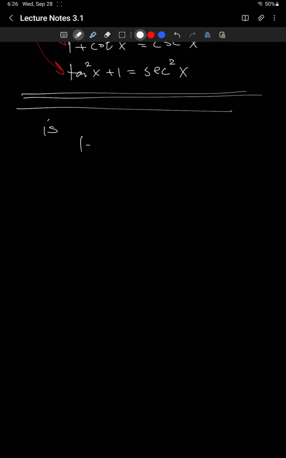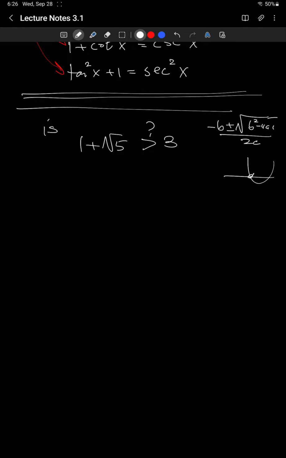Is 1 plus root 5 bigger than or equal to 3? This actually comes up quite a bit if you're working with quadratic equations. If you have a quadratic equation, you often end up with the expression minus b plus or minus root b squared minus 4ac. These represent where a parabola hits the x-axis in terms of the picture. And oftentimes you want to know exactly where those 2 points are.